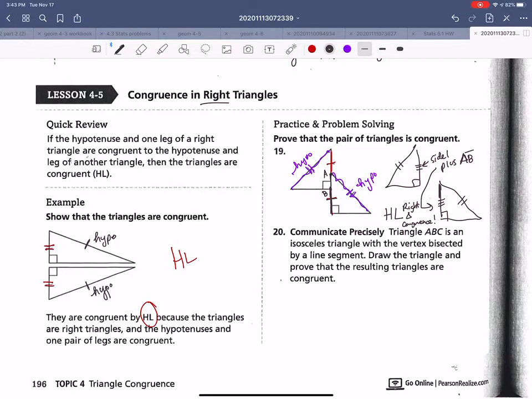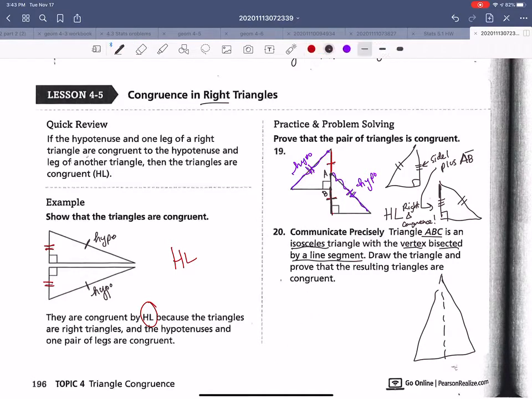Okay, so communicate precisely. Triangle ABC is an isosceles triangle with a vertex bisected by a line segment. Draw the triangle and prove the resulting triangles are congruent. Okay, I'm going to make this a little bit bigger so it's a little bit easier.